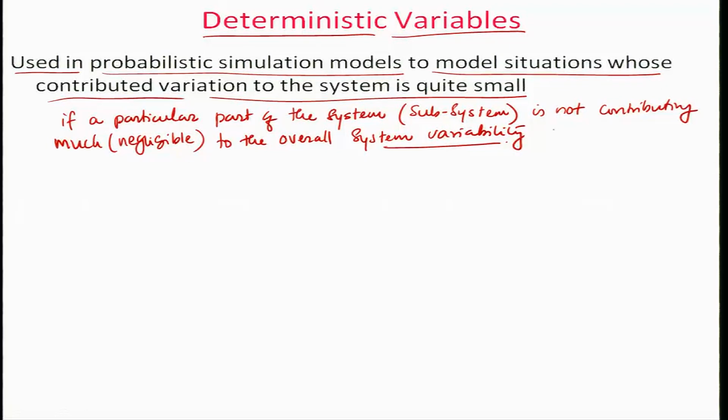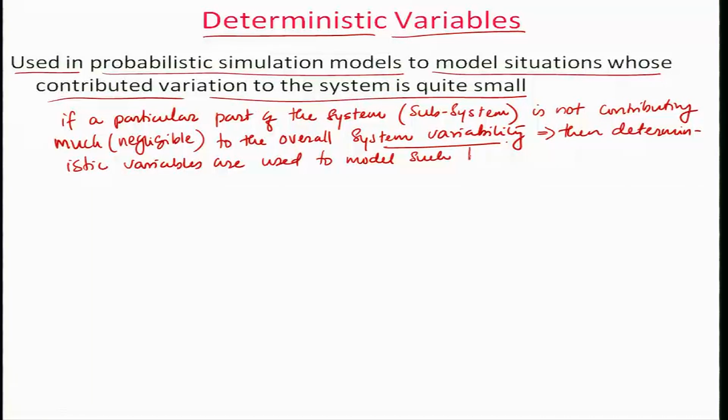To the overall system variability, if a particular part or a subsystem does not contribute much to the system variability, then deterministic variables are used to model such behaviors. So, the deterministic variables are used in situations where the subsystem makes a negligible contribution to the overall system variability. Okay.